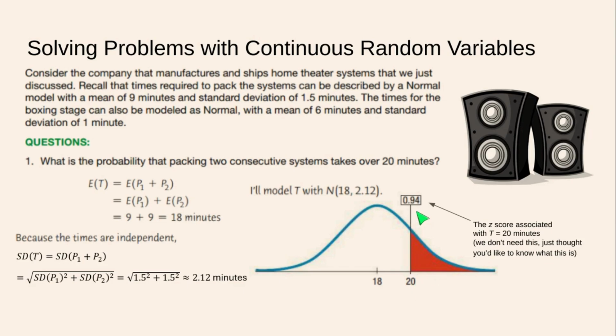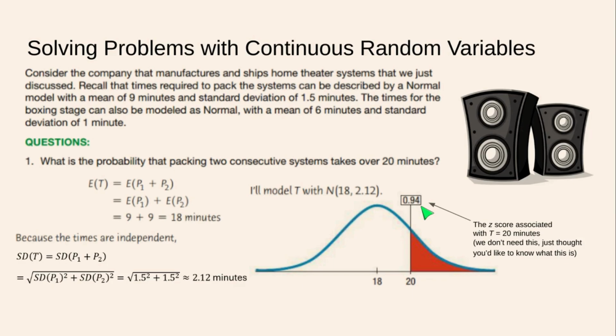Now, what's this 0.94 over here? That is a z-score. There's a way of doing this problem that has you use a z-score. It's not the most efficient way. I just figured you want to know what that is. But it is labeled in the book, and it's tough to crop out, so I didn't even bother. But that is a z-score associated with 20 minutes. That would be 20 minus 18 divided by the standard deviation of 2.12. It's about 0.94. All right, moving on.